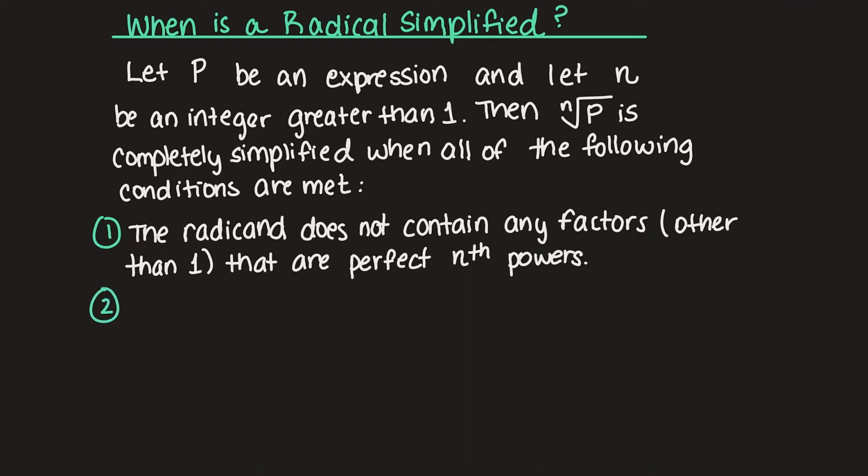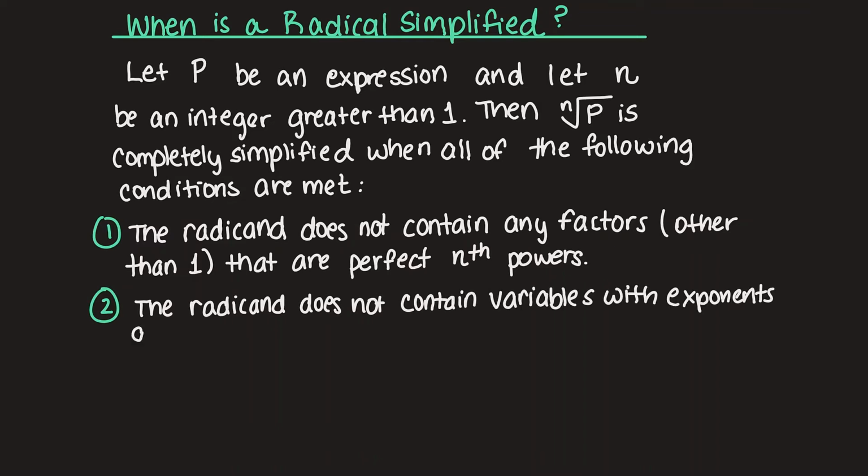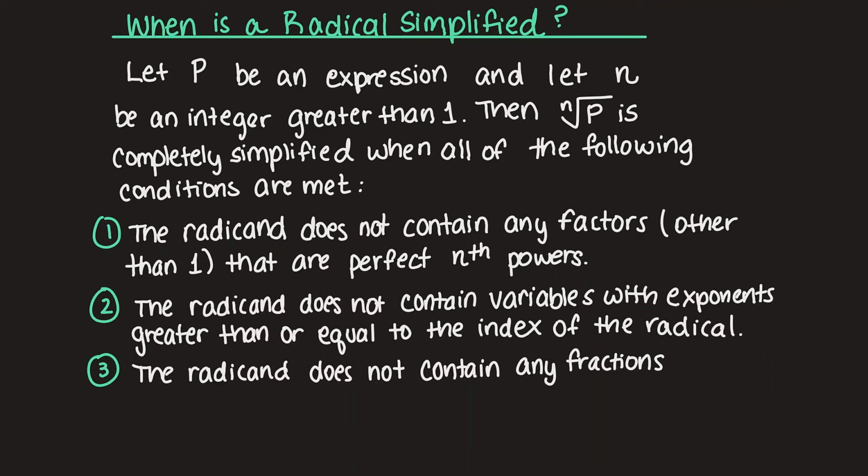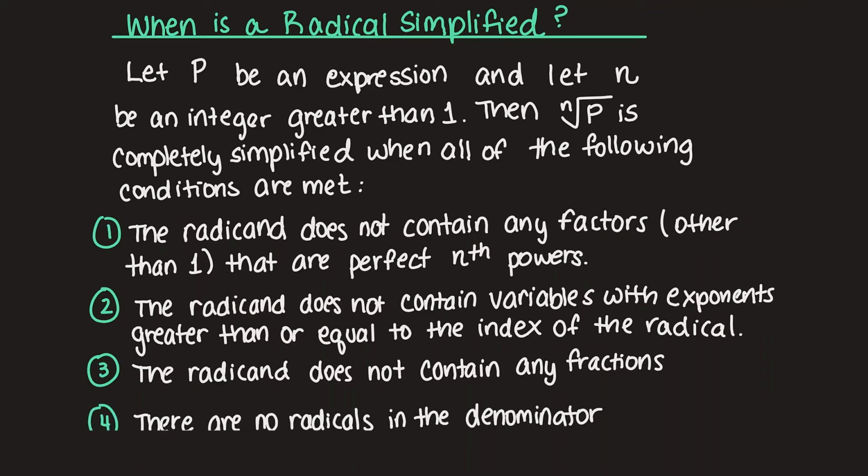The second condition is that the radicand does not contain variables with exponents greater than or equal to the index of the radical. The third condition is that the radicand does not contain any fractions, and the fourth condition is that there are no radicals in the denominator of a fraction. So let's do some examples.